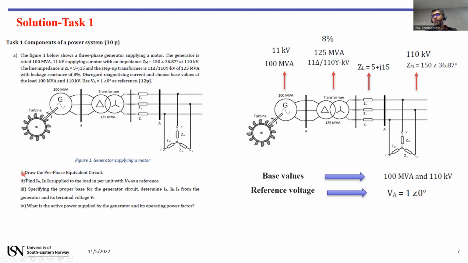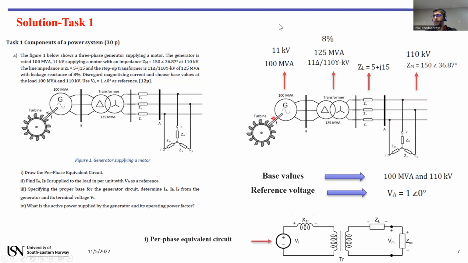So in the first part, we have to draw the equivalent circuit. The equivalent of this circuit will be this one. You have a generator as a voltage source, the reactance of the transformer, the ideal transformer to step up the voltage, the impedance of the line, and the impedance of the load. So we have the per phase equivalent circuit.